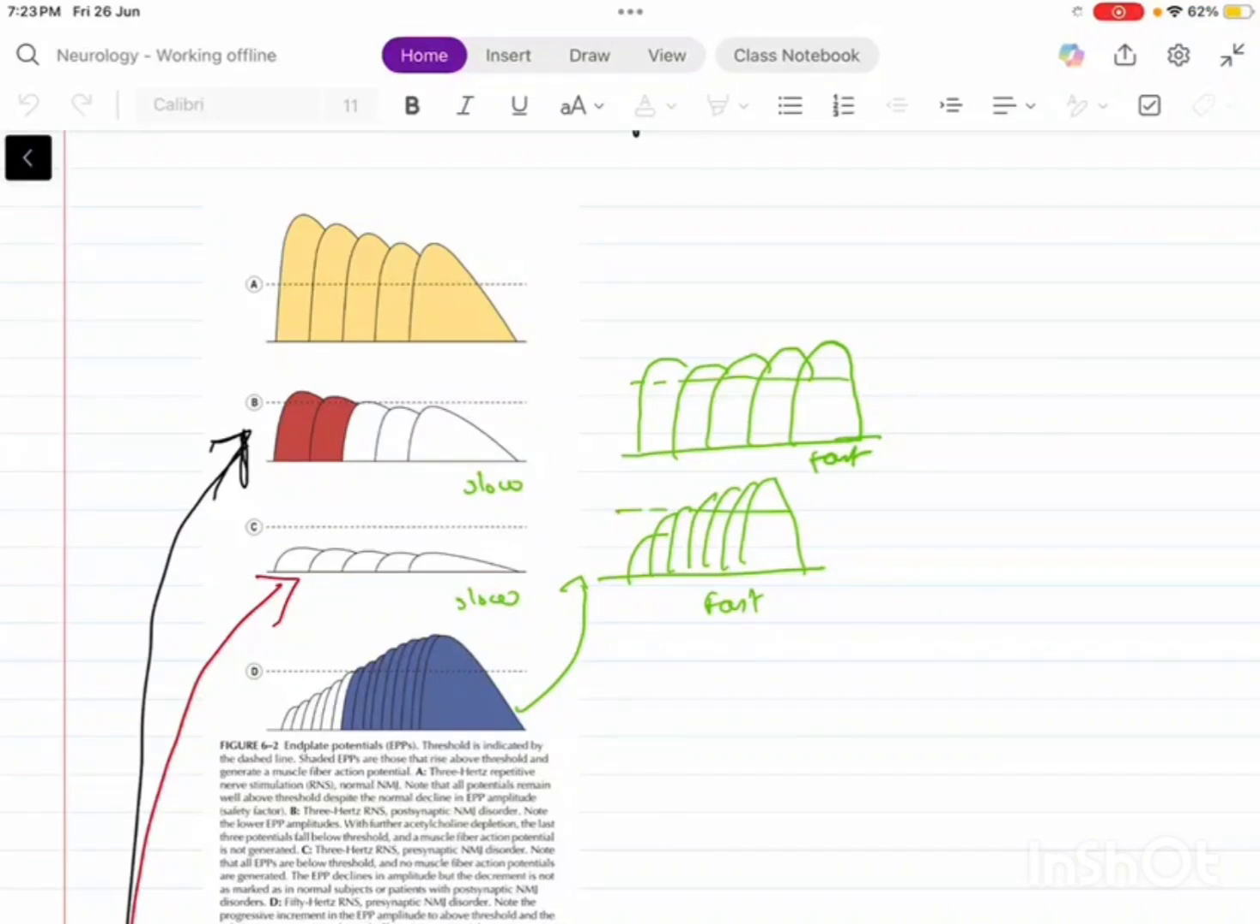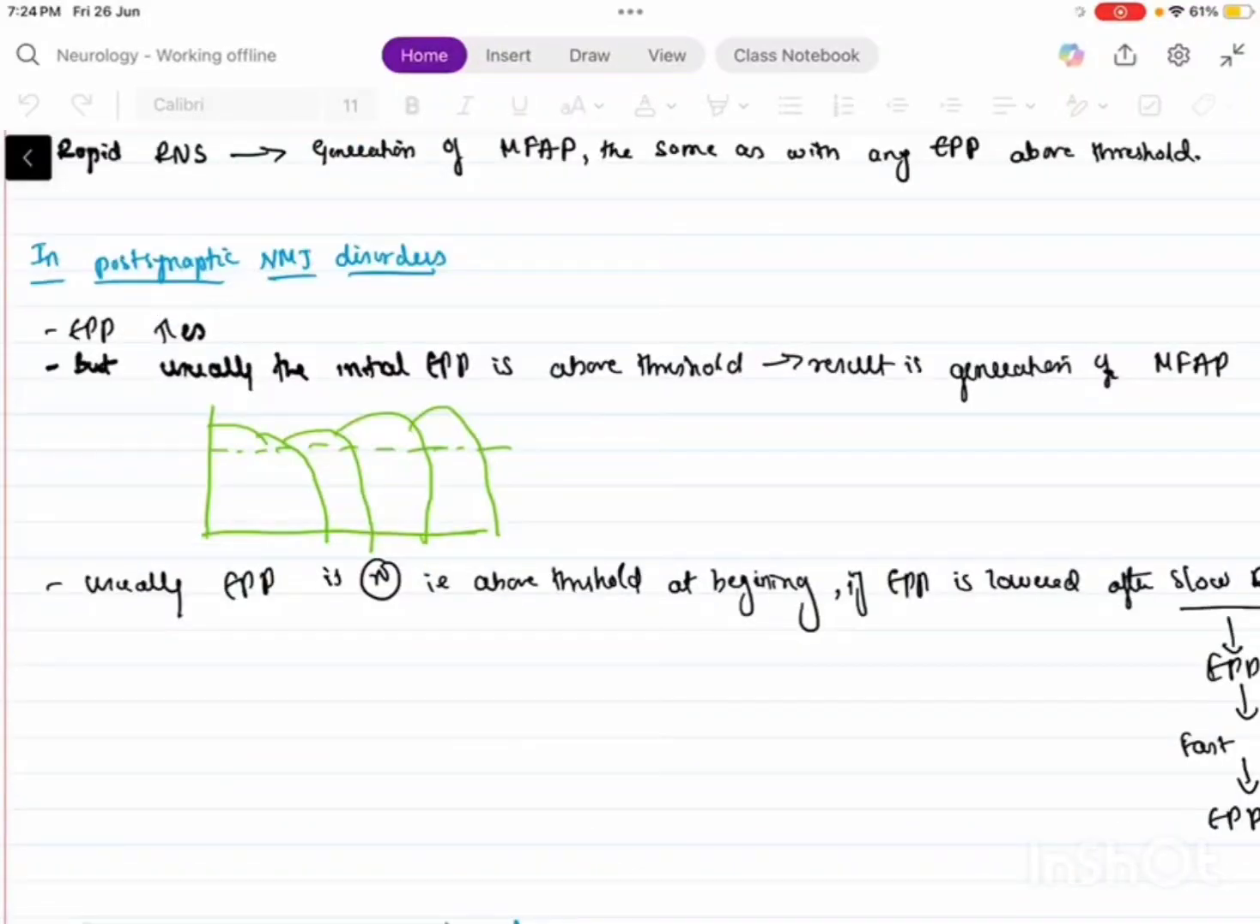But in presynaptic, initially there is a below threshold, there is no response of the muscle. Once we give the stimulation, there is accumulation of the calcium resulting in more and more calcium influx, more and more acetylcholine release, and then there will be increment. In postsynaptic neuromuscular junction disorder, end plate potential increases, but usually the initial end plate potential is above the threshold. Then the result is the generation of the muscle fiber action potential.